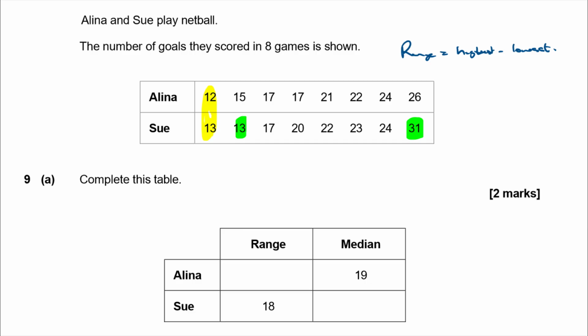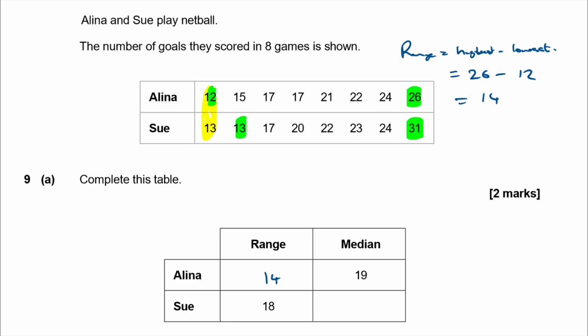So doing the same thing with Alina, her highest score was 26 and her lowest score, well, was that 12 down there, isn't it? So, 26 minus 12, that is 14. So her range was 14.